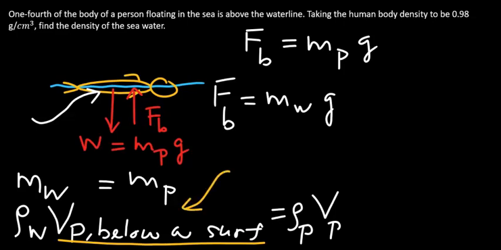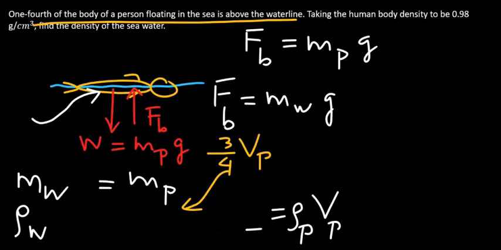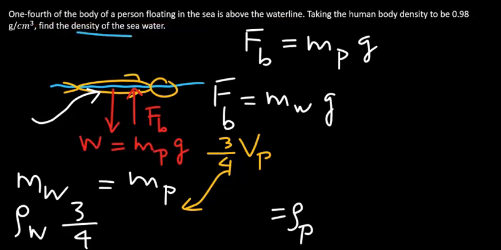Now we are told that 1/4 of the body of the person floating in the sea is above the waterline. So 3/4 of the body is below the waterline. So the volume of the person below the water surface has got to be 3/4 of the entire volume of the person. So we can substitute this term with 3/4 the volume of the person. Now you see, this goes away, and you can calculate the density of the seawater if you know the density of the human body, which is 0.98.